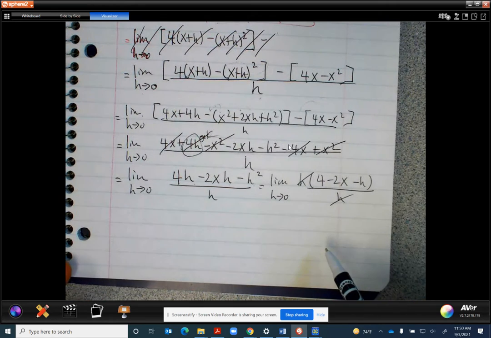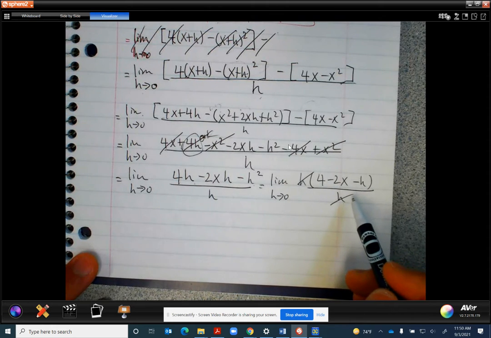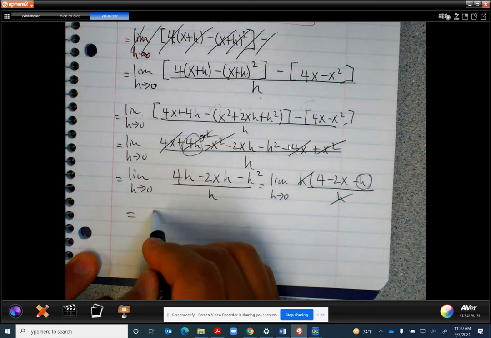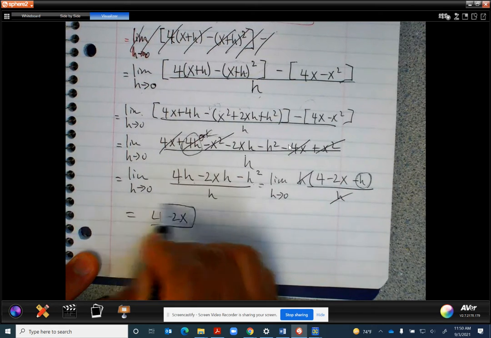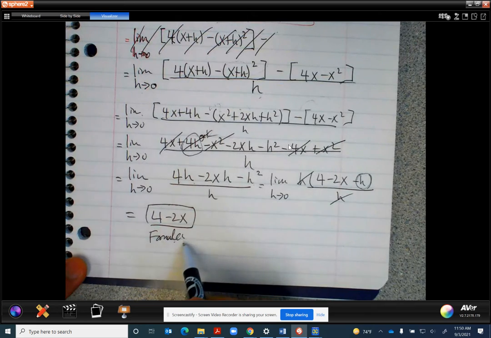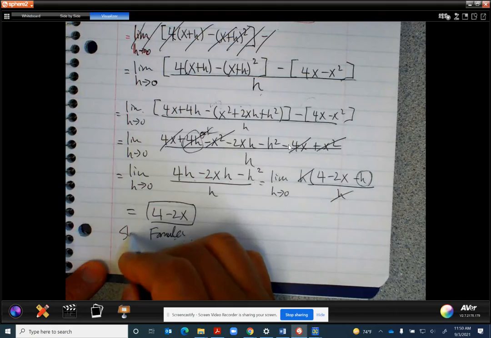Do you think we did it right? Okay, so can I use direct substitution? Yes. This is 0. So your formula, your answer is 4 minus 2x. This is your formula. This is your formula for what? This is a slope formula.